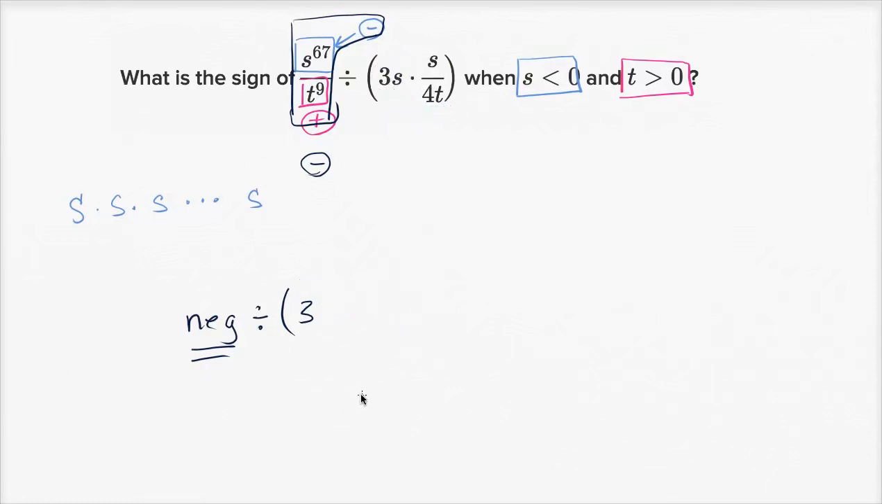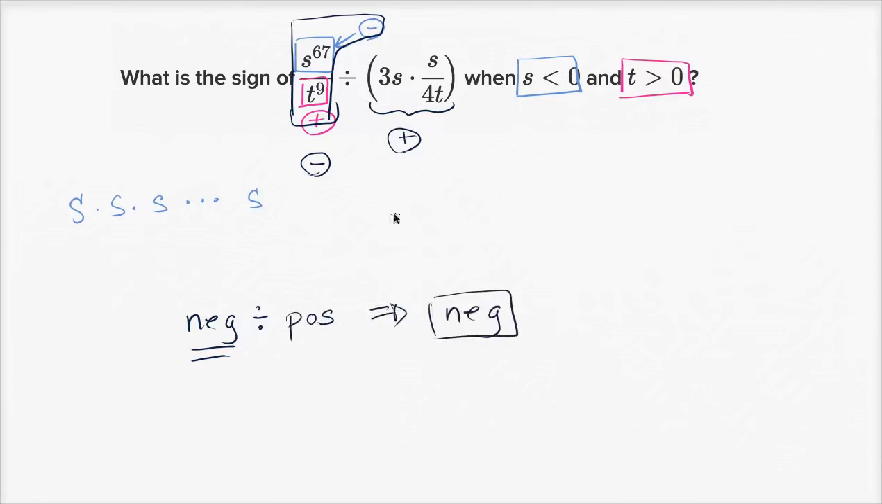So all of this business right over here is going to be a positive. This is all a negative. This is a positive. You're going to have a negative divided by a positive. Well, that's going to be negative. So the sign of this crazy expression right over here, it's going to be negative if s is less than 0 and t is greater than 0. Let's keep going. This is fun.